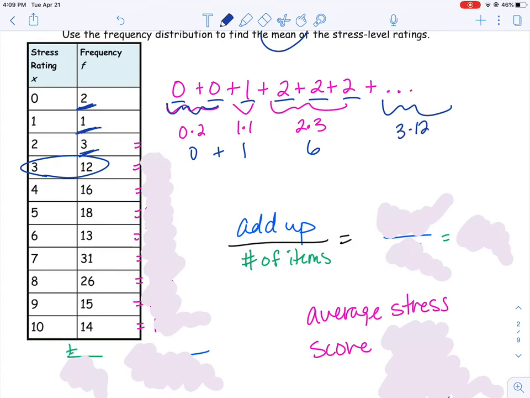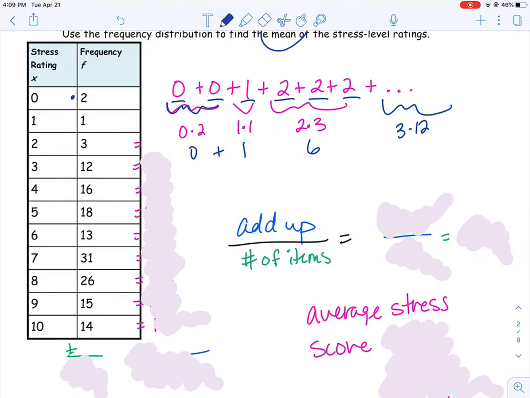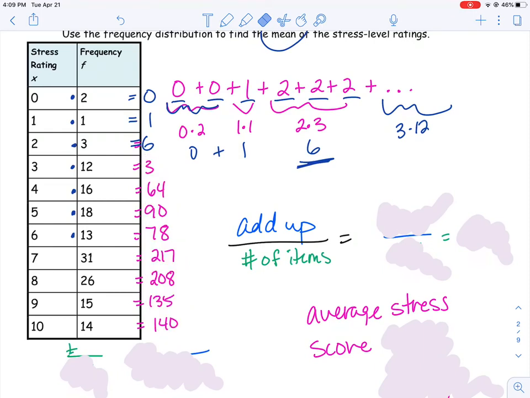I don't know if you've noticed this pattern, but I'm going to take the frequency distribution chart and multiply the score by however many students said they were that stressed. So 0 times 2 was the 0, 1 times 1 is 1, 2 times 3 is 6, kind of like how we did over here. I'm going to do the same thing with 3 times 12, 4 times 16, 5 times 18, and so on, so that eventually I can add all of those up. That's adding up all of our data items. I'm going to do 3 times 12, oops, I lost my 6. I'm going to do 4 times 6, and so on. Hopefully your numbers match mine.